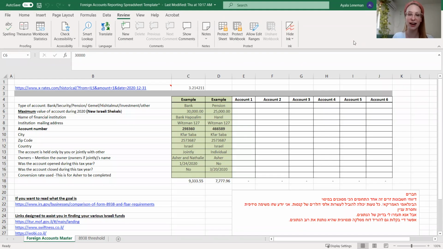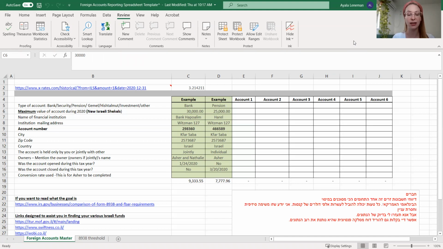This video is to go over how to complete our FBAR template. This is relevant if you are a US citizen, a green card holder, or a resident of the US as defined by the US tax law. To determine if you need to file this report, there's a threshold of $10,000. This threshold is reached if you take the aggregate value of all of your foreign financial assets and the sum is over $10,000.